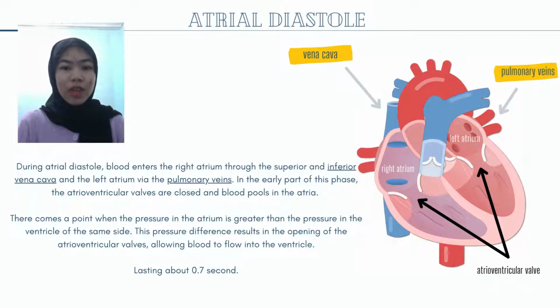Okay, now let's move to the atrial diastole phase. During atrial diastole, blood enters the right atrium through the superior and inferior vena cava and the left atrium via the pulmonary veins. In the early part of this phase, the atrioventricular valves are closed and blood pools in the atria. There comes a point when the pressure in the atrium is greater than the pressure in the ventricle of the same side. This pressure difference results in the opening of the atrioventricular valves, allowing blood to flow into the ventricle. This phase lasts about 0.7 seconds.